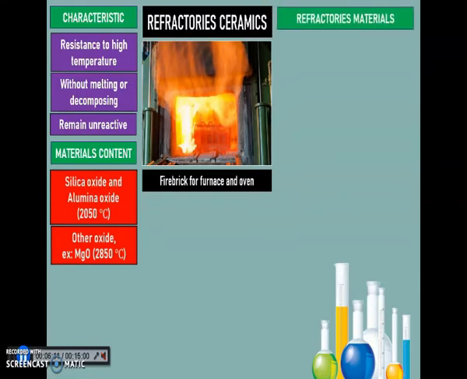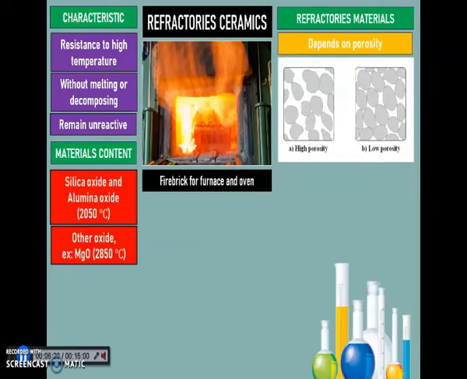Okay, ni saya nak tekankan tentang refractories materials. So apa bahan-bahan yang kita gunakan dalam refractories? Apa faktor-faktor yang mempengaruhi refractories? Yang pertama adalah depends on porosity. So boleh tengok kat gambar ni, kat A ni porosity dia sangat tinggi.